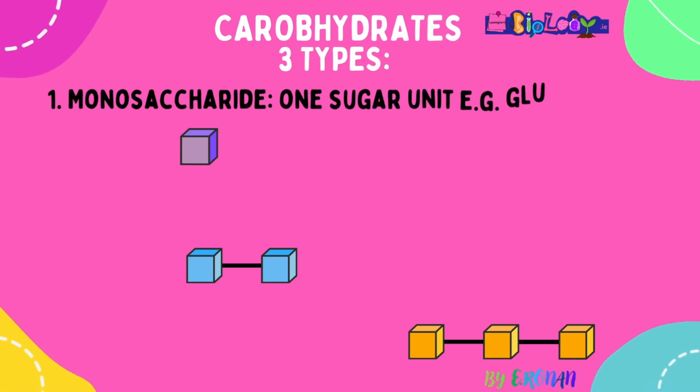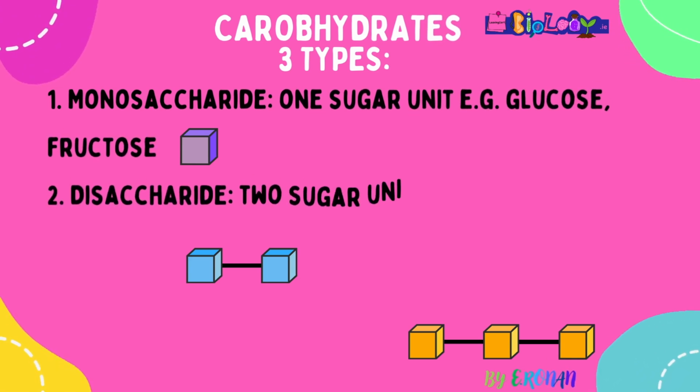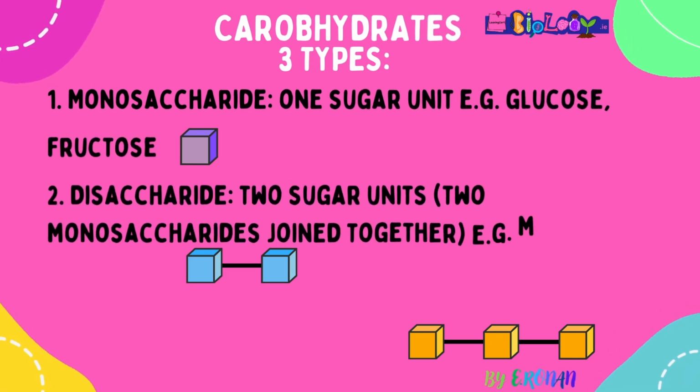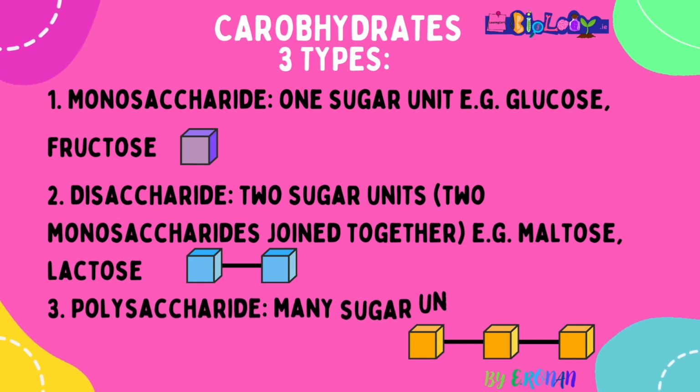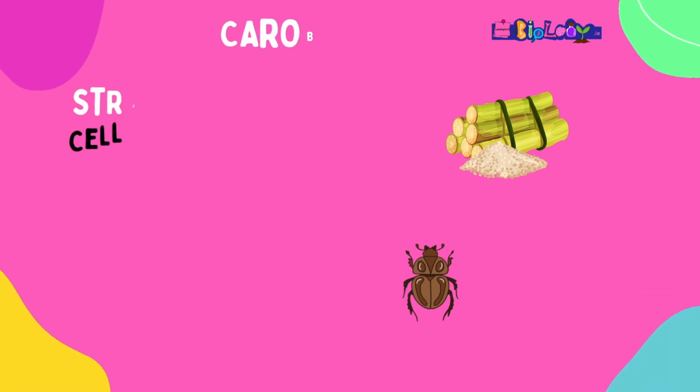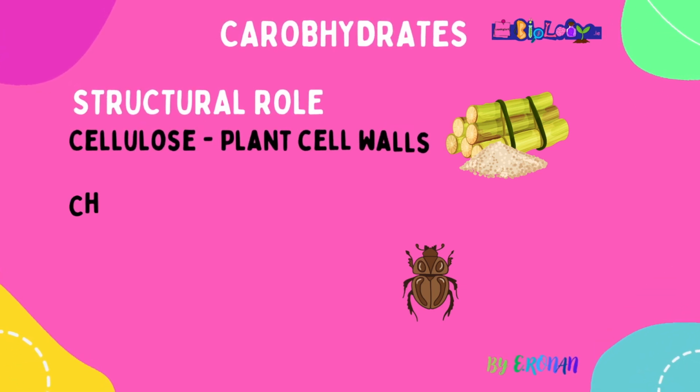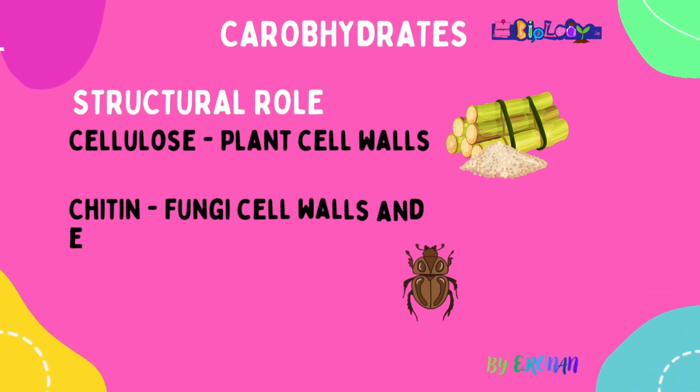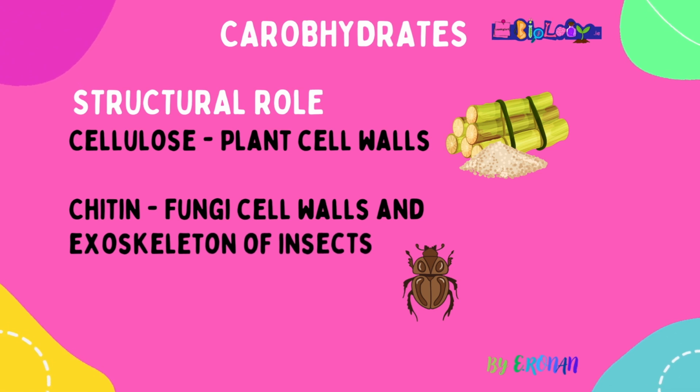And thirdly then, we have polysaccharides. So polysaccharides are many sugar units that are joined together. You need to know one in plants and animals, so cellulose and starch in plants, glycogen in the liver in animals. Structural role then of carbohydrates: they make up the structure, cellulose, of plant cell walls, and chitin make up fungal cell walls and the exoskeleton of insects.